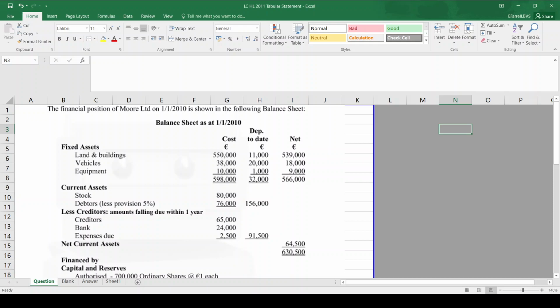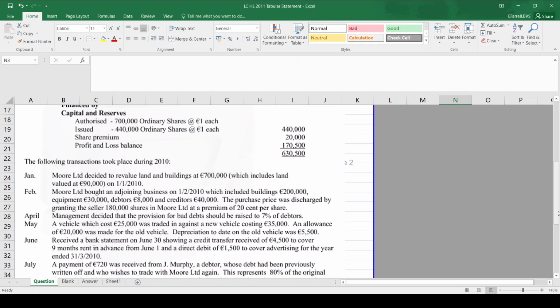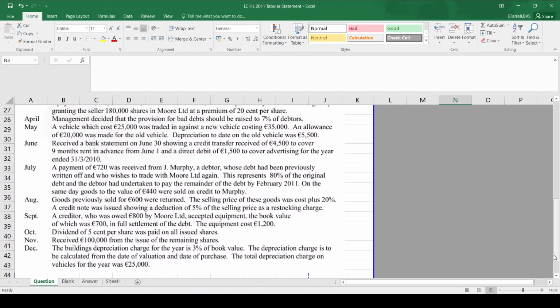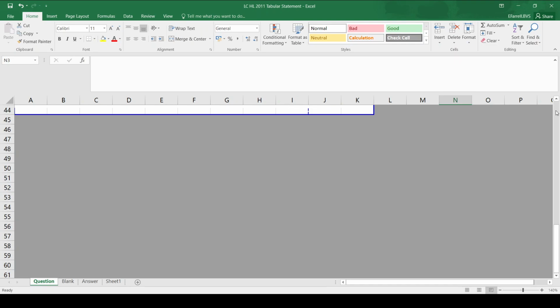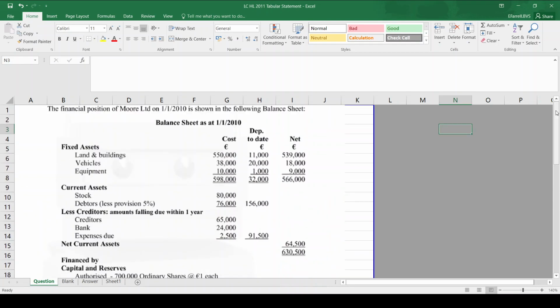Hi, today we're going to have a look at the 2011 Leaving Cert Higher Level Tabular Statement question. As usual with the tabular statement questions, we are given a balance sheet and then we are given adjustments for a number of months, and we are asked to show the effects of these adjustments on the assets and liabilities of the company. So first of all, we have to put in our opening balances at the start of the year, the first of the first.